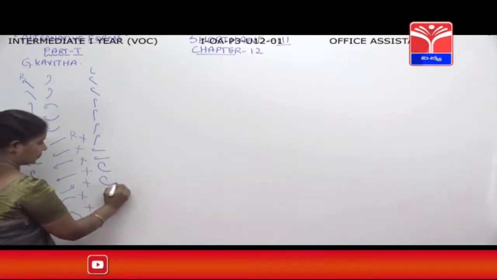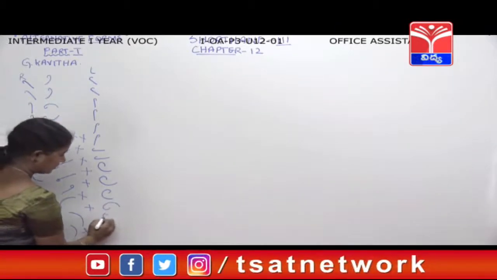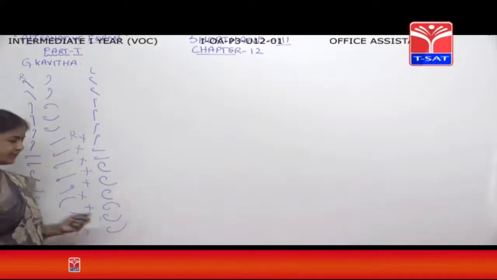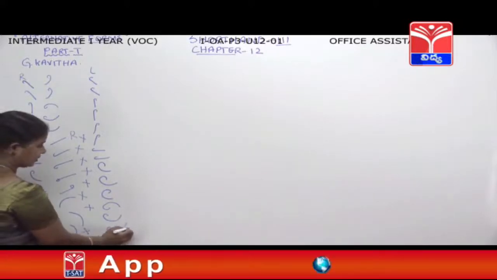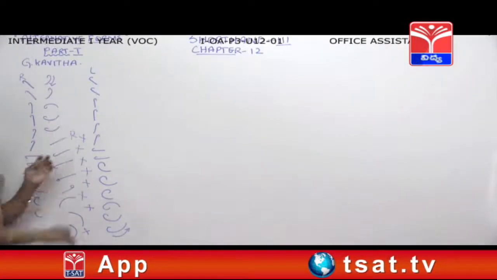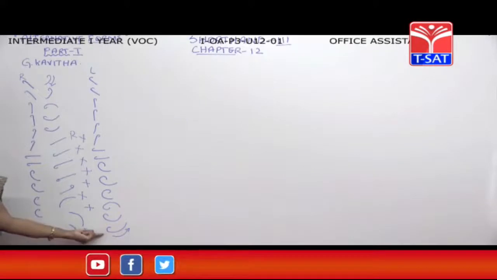Fal, wal, tal, mal, null. Shall is always written upwards. Shall manamu eppudu downwards rayali. And shall is always written upwards.